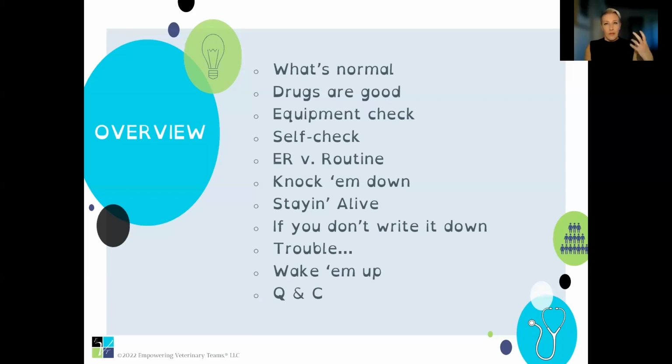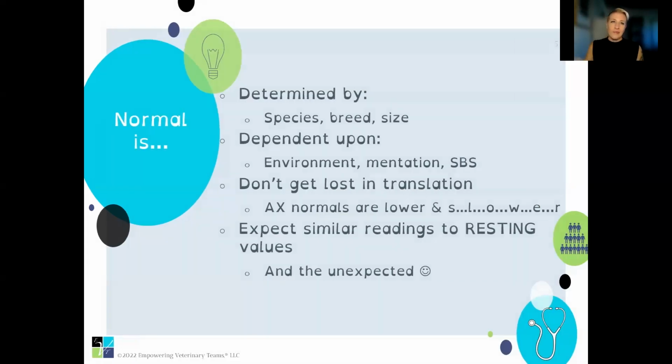And it's the fundamentals, a framework to build upon. So if you want more detailed, advanced information, that's not this. It's a way to wet your whistle and get you started. So normal is whatever they are. It's determined by your patient's species, breed, and size.